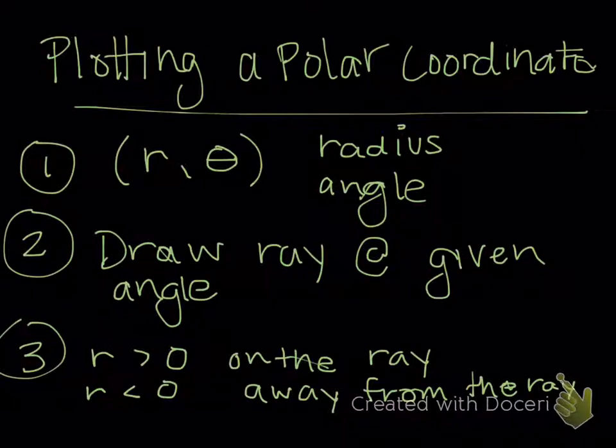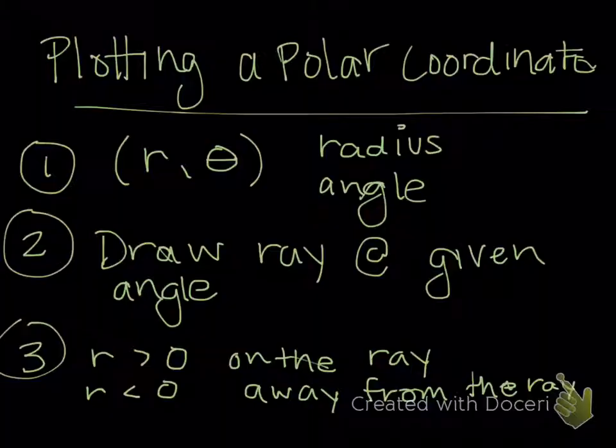So we're going to do 3 examples just to kind of get the hang of this. So I'm going to change my background on my screen to be polar paper so you can get a better understanding of this. So for our first example, the coordinate is 2, 135 degrees.